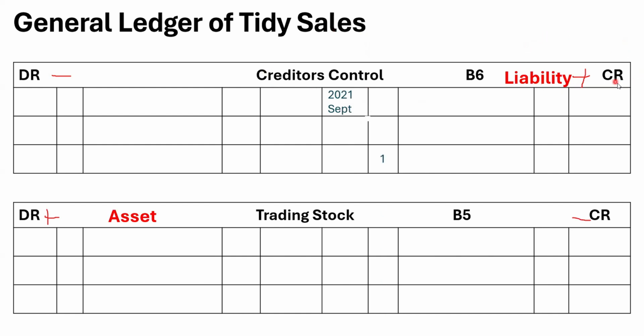We will assume that we have a balance September 1, balance brought down, and we're going to assume there's a balance of 3,000. This means that we owe all our creditors together 3,000 on the 1st of September. Trading stock, we assume has a balance September 1, balance brought down, and we can assume trading stock 8,000. This means we have stock in our storeroom on the 1st of September of 8,000. These are just examples.